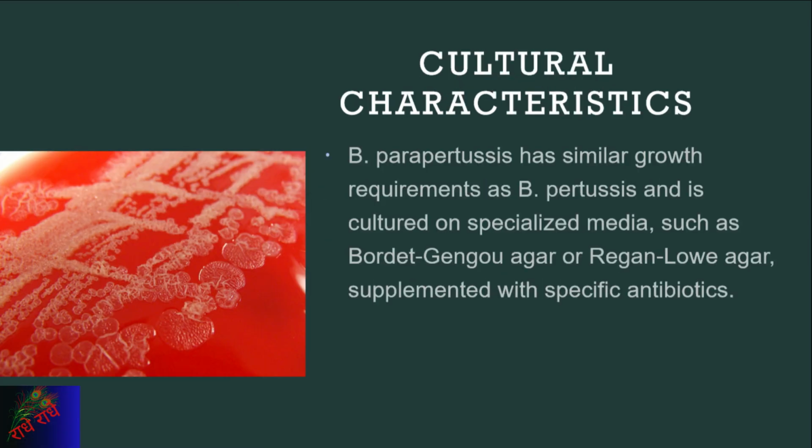Bordetella parapertussis is a gram-negative bacterium which is primarily found in the respiratory tract of humans and sheep. The culturing of this bacterium requires specialized media, such as Bordet Gengou agar or Regan Lowe agar, supplemented with specific antibiotics. This media provides a suitable environment for the growth of Bordetella parapertussis. Furthermore, its cultural characteristics are similar to Bordetella pertussis, the causative agent of whooping cough.